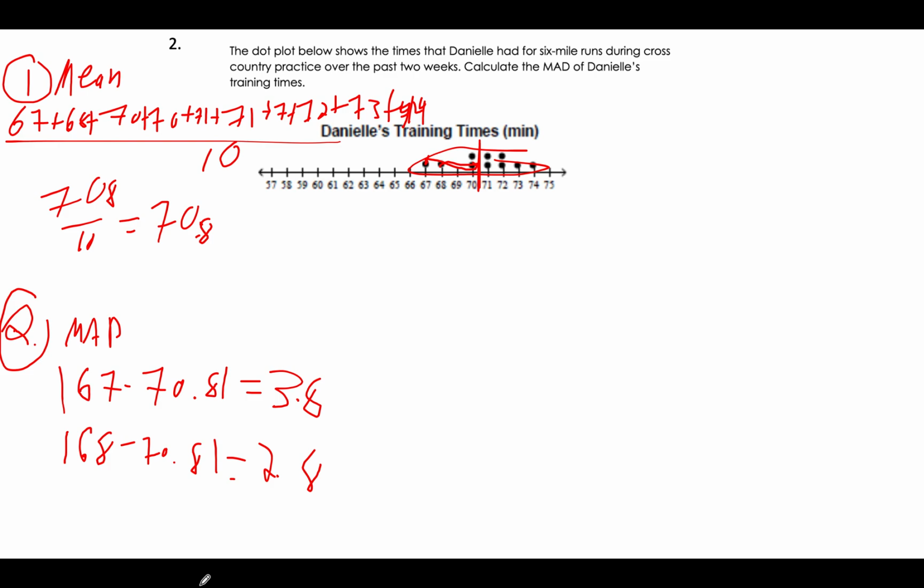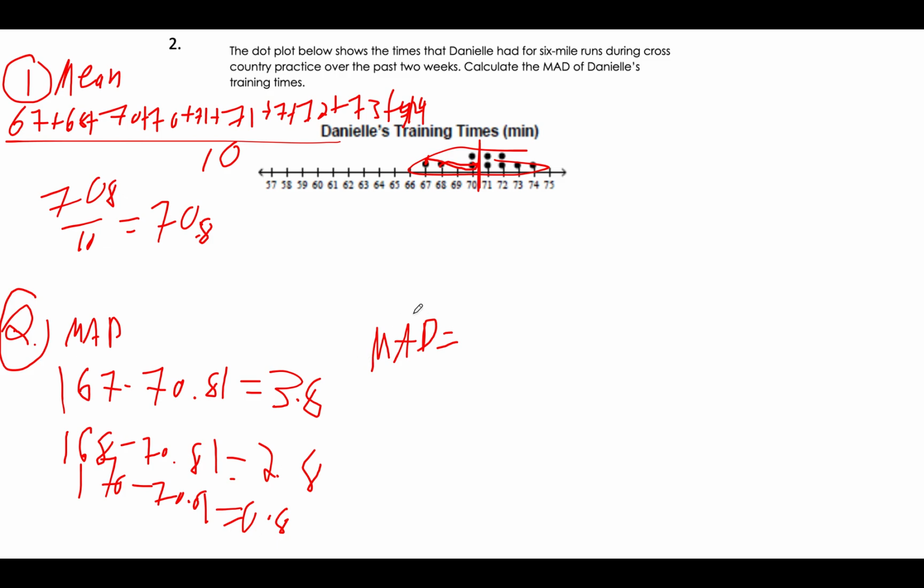So that's going to mean she was 2.8 minutes slower than her average time. So if we take a look at the next value, that's going to be 70. We're going to do 70 minus 70.8. This gives us a value of 0.8. So that's how we do this. We go through each of these and we would find all of the values. Then to find MAD, we would add all of them up. I'm not going to do that right now. I want you to do that independently.